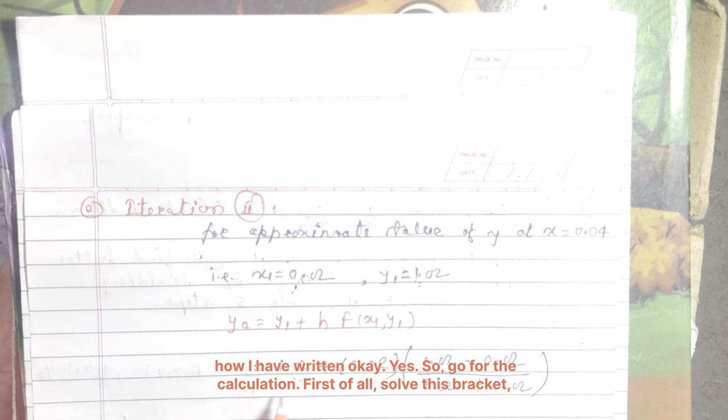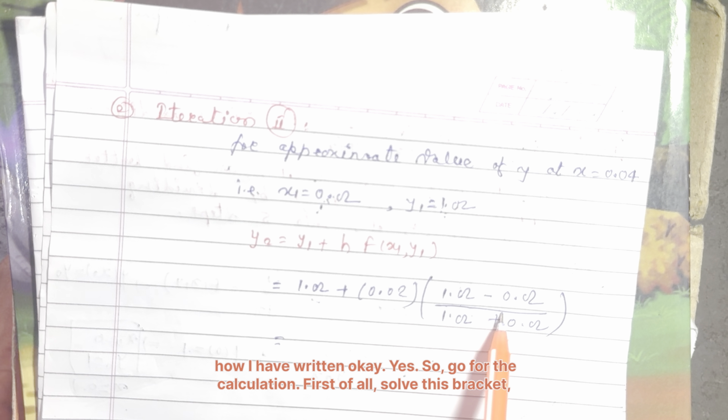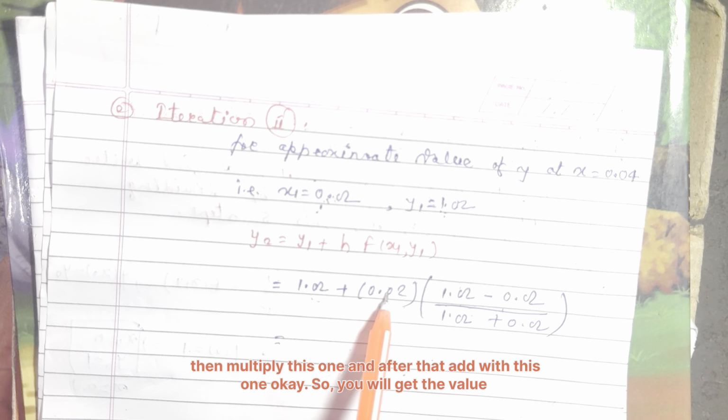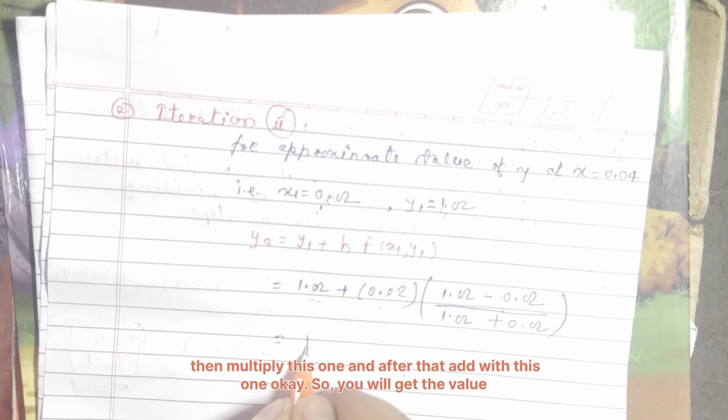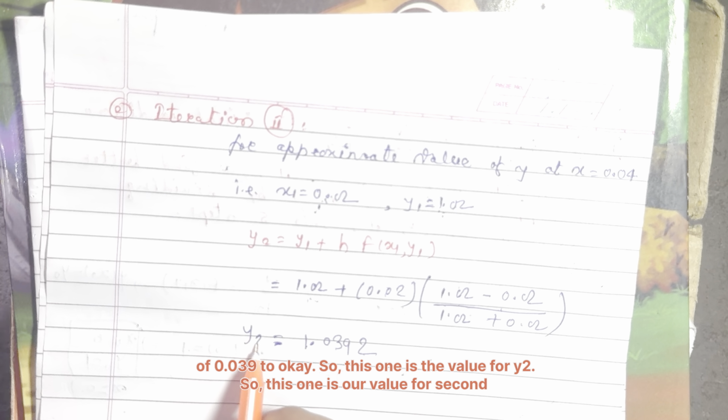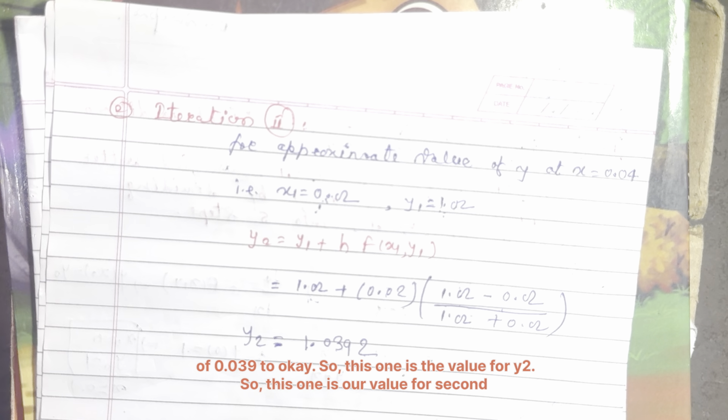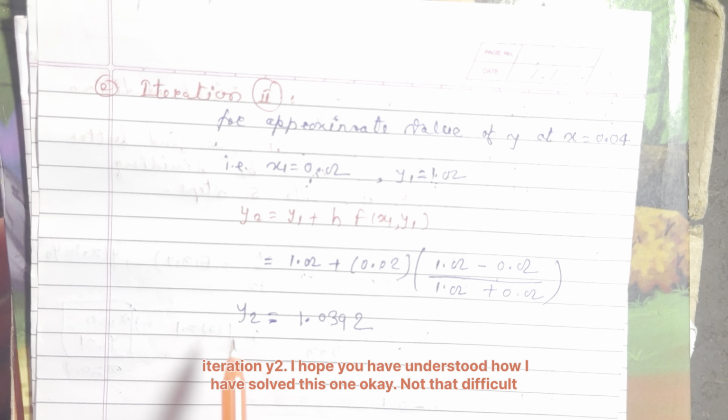So go for the calculation. First of all, solve this bracket, then multiply, and after that add. You will get the value 1.0392. This is the value for y2, our second iteration. I hope you all have understood how I solved this. Not that difficult, guys, you just need to understand where the value is coming from.